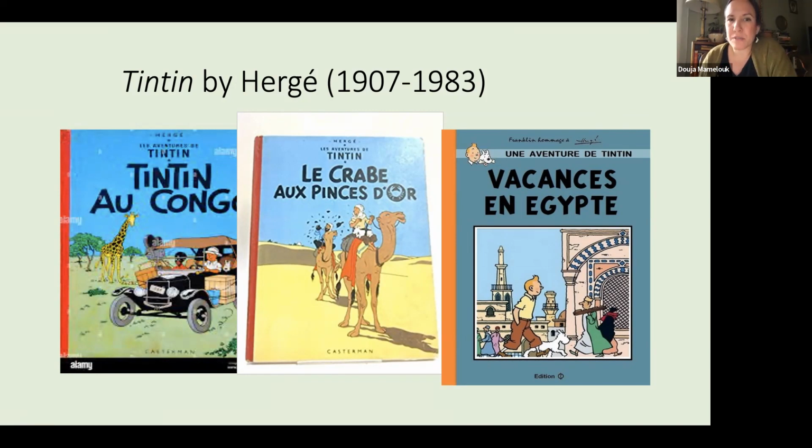Now I move on to the crab in the middle here. And notice Tintin is on a camel, an animal that has become a symbol of depicting the Middle East. And of course, the desert. Now, mind you, in a lot of Orientalist writings, the desert has absolutely been the object of fascination of Orientalists.